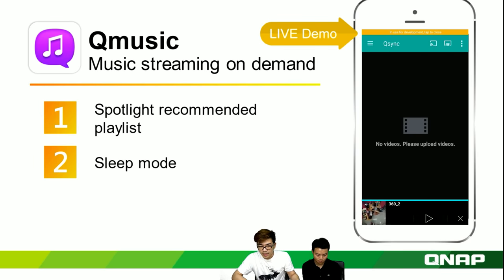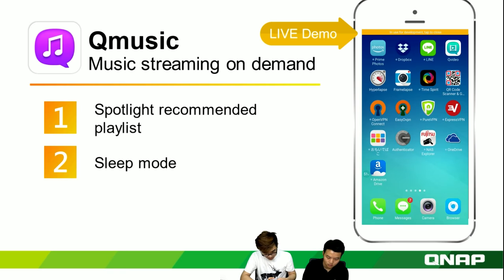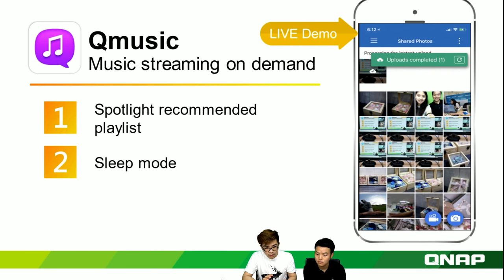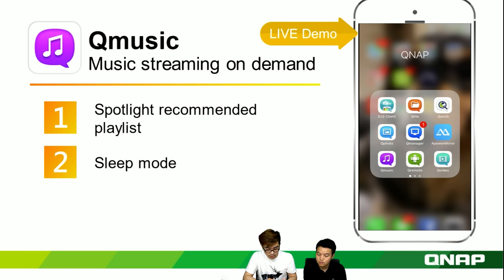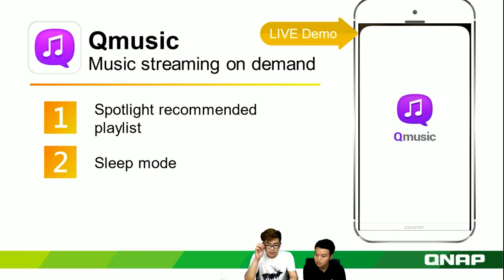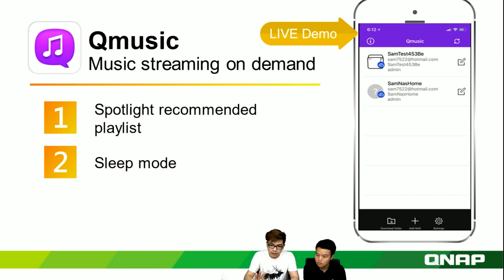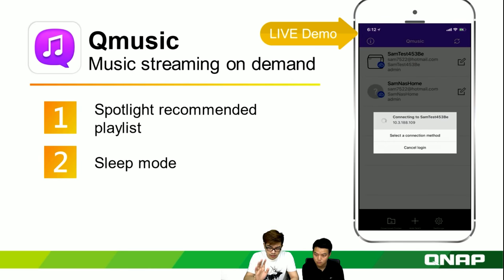And then we have QMusic. So let's go back to my own cell phone. And QMusic is right here. Still, we can have a lot of different NAS at the same time, but we can just choose the specific one by ourselves. Are we having a problem here? No, you're in.